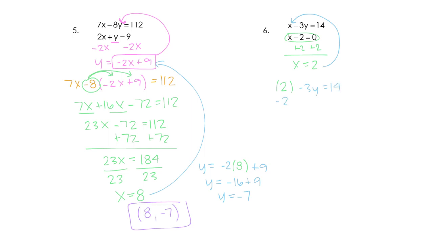And then I'm going to go ahead and subtract 2 from both sides. Negative 3y equals 12. Divide both sides by negative 3. And then I have y equals negative 4. Final answer would be (2, -4). And that is it for your day 1 notes.